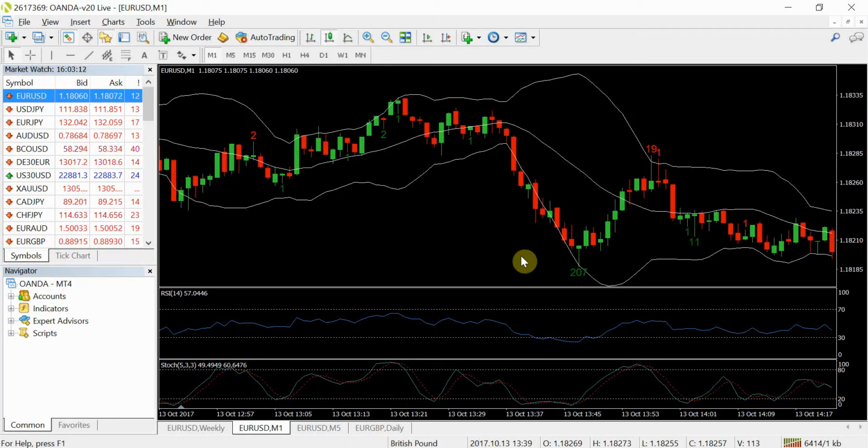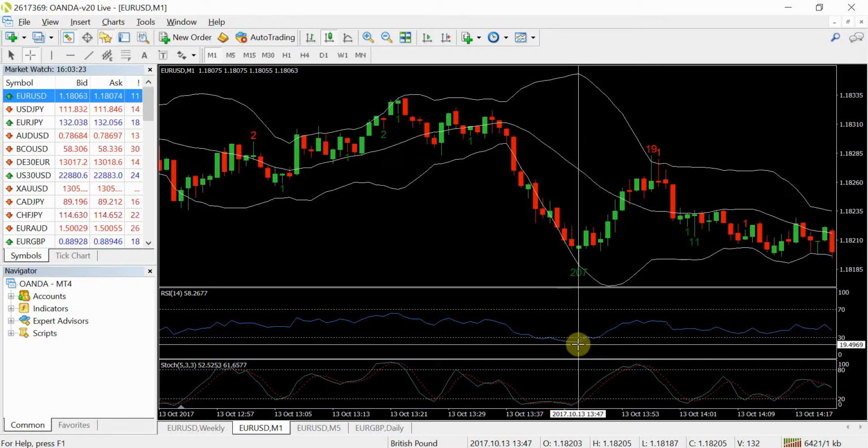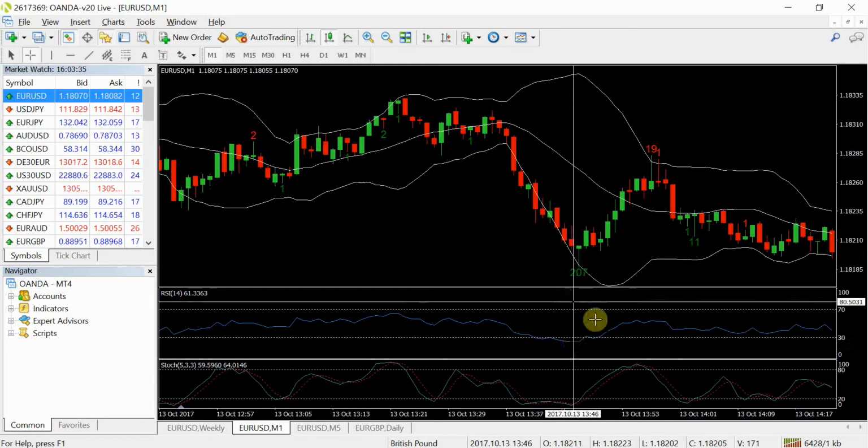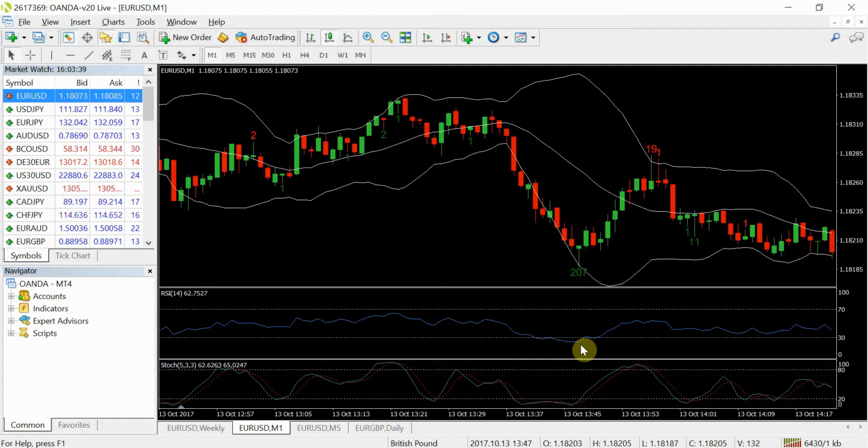What I've also added in here is the RSI, the standard RSI at 14 period, and the standard stochastic as well. What you can see is that the RSI is also below 30. It's also at an extreme level, whether oversold or overbought, I get confused by the two, but either way it's at an extreme level below 30, therefore again showing a reason for a potential reversal.